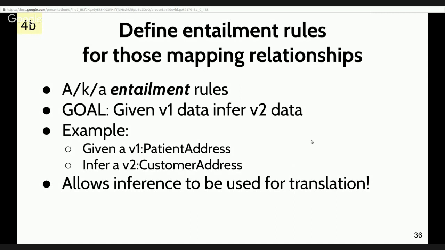So for example, given a patient address in vocabulary 1, you want to be able to infer the corresponding customer address in vocabulary 2. So what this really means is that entailment rules really kind of allow inference to be used for translation. It means that if we define these entailment rules, then we can use them to actually translate from V1 patient address to V2 customer address. And that is part of the essence of what needs to happen.